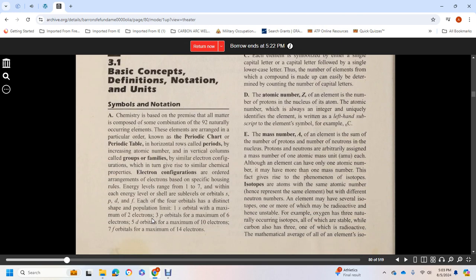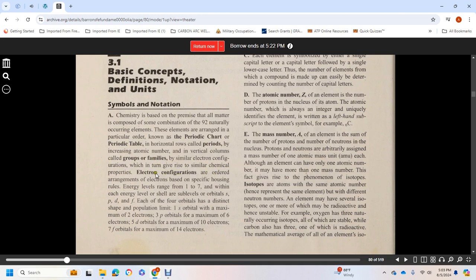Basic concepts, definitions, notation, units. Chemistry is based on the premise that all matter is composed of combinations of the 92 naturally occurring elements. These elements are arranged in a particular order known as the periodic table, with horizontal rows called periods, with increasing atomic number, and vertical columns called groups or families. Similar electron configurations give rise to similar chemical properties.